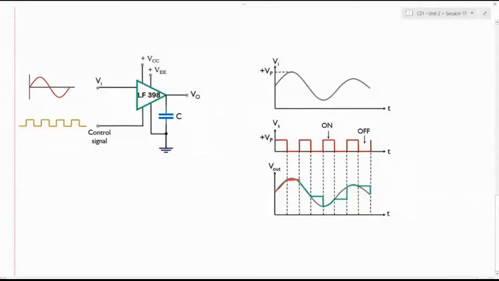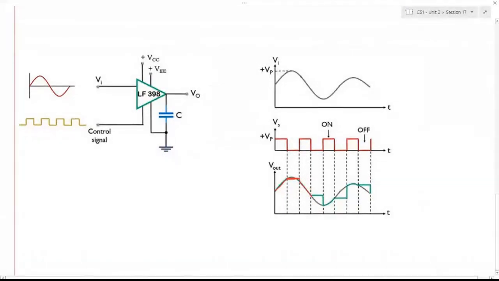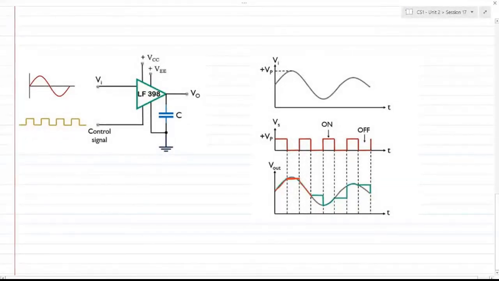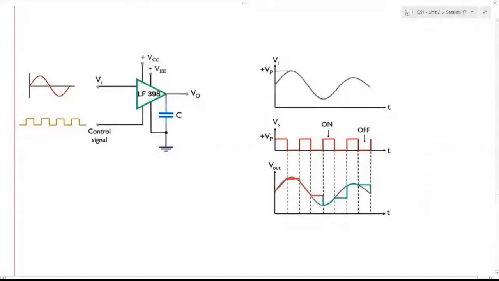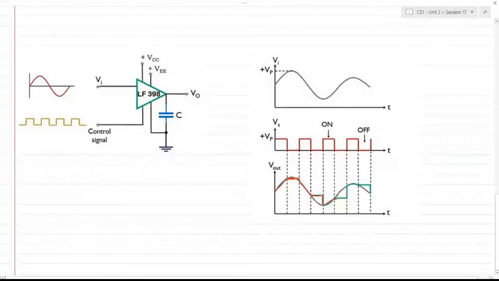Again, it tries to charge with respect to the input signal, and again it goes flat, and so on, as it continues with several on and off cycles. Okay, this is how you can understand the sample and hold circuit.